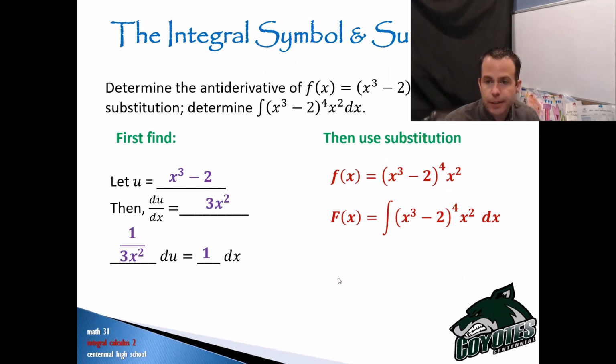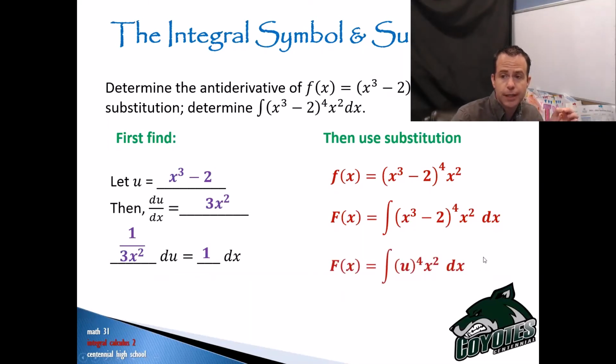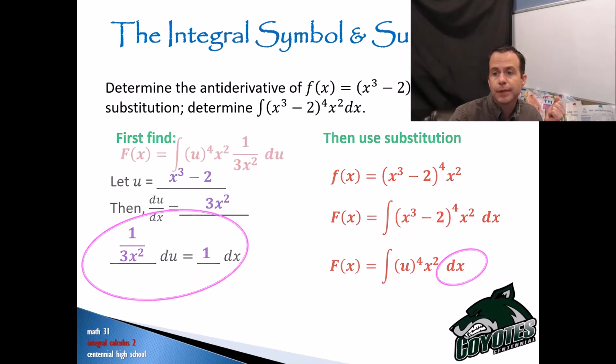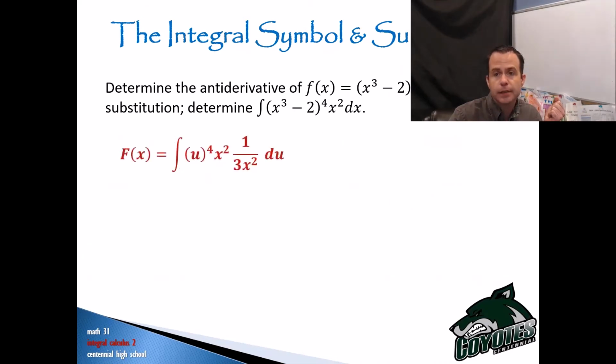Well, let me clear the ink and show you. So the first thing I did was the u substitution, and now I'm going to do the dx substitution. You can do it all in one step. I'm just trying to show you what I've done, okay? So now I get a statement that reads, big F of x is the integral of u to the 4 times x squared times 1 over 3x squared du.